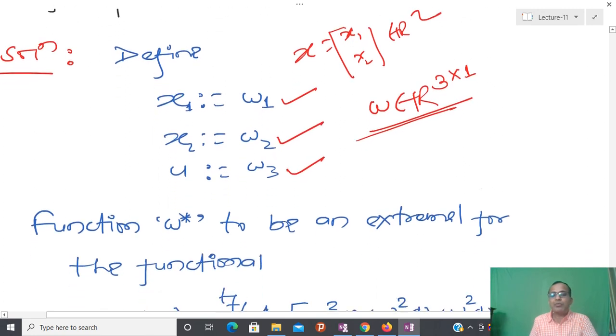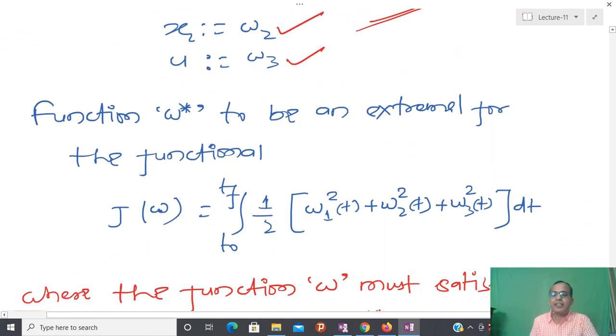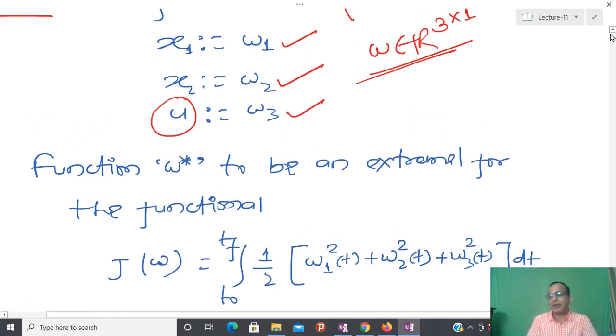Now I have to find the necessary condition. So I am saying omega star. At omega star, automatically the control is optimal here, and the x1 and x2 trajectories are also optimal. You can assume it like this, because I am going to solve the optimization problem. So automatically if the control is optimal, then these two trajectories are also optimal.